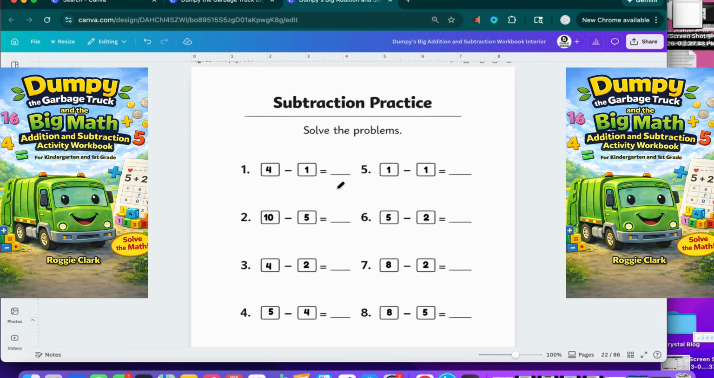Okay, so for the first one, again, it's really simple. It's just to solve the problems. So number one, 4 minus 1. Okay, so that's really simple.